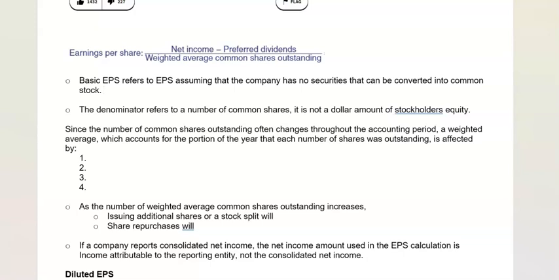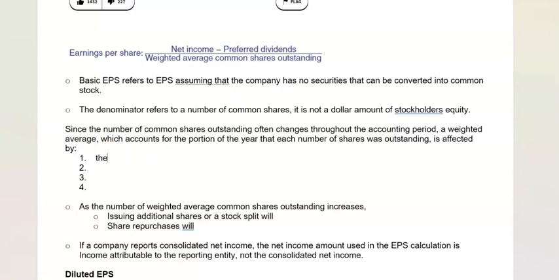We make this calculation assuming that the company only has common stock and may have non-convertible preferred stock. The numerator is net income available to common stockholders. If there's a net loss, obviously that would be negative, and the preferred dividends would increase the loss in the numerator. The denominator refers to a number of shares. It is not the total dollar amount of stockholders' equity. Since the number of common shares outstanding often changes throughout the accounting period, we use a weighted average, which accounts for the portion of the year that each number of shares was outstanding. It is affected by any of the following items.